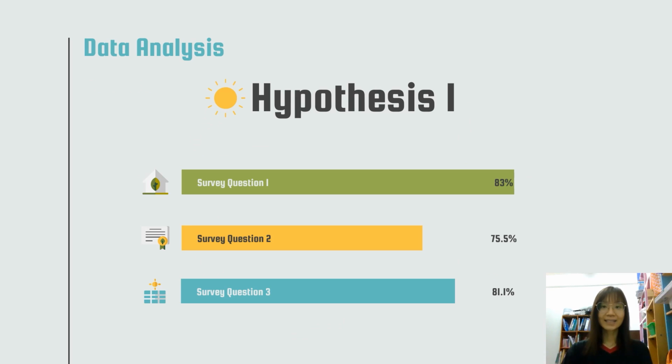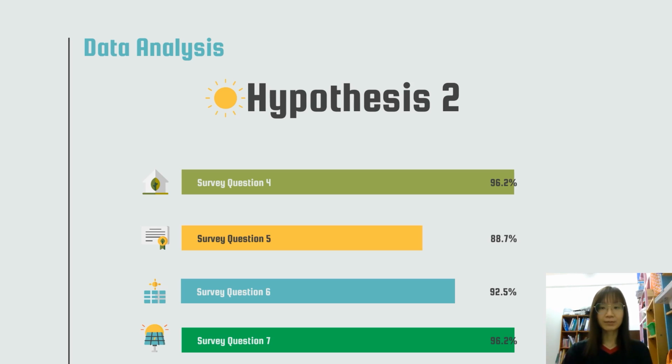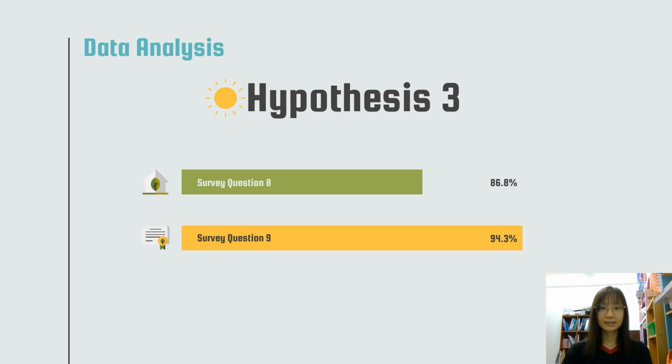Here is the data analysis for hypothesis 1. The figure shows the percentage that supports our respective hypotheses for each survey question. Here is the data analysis for hypothesis 2 and hypothesis 3. The positive result shows that all the percentages for the respective survey questions are above 75%. Hence, all three hypotheses are accepted.